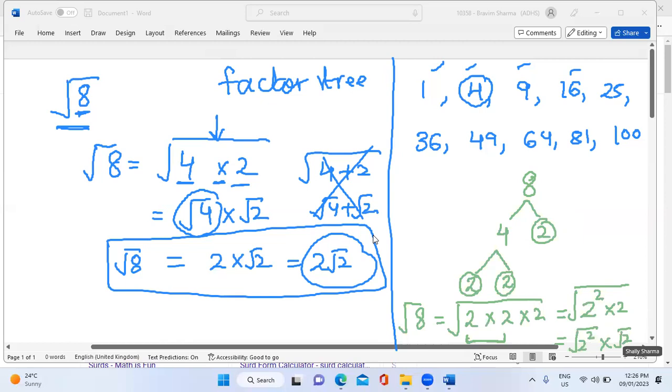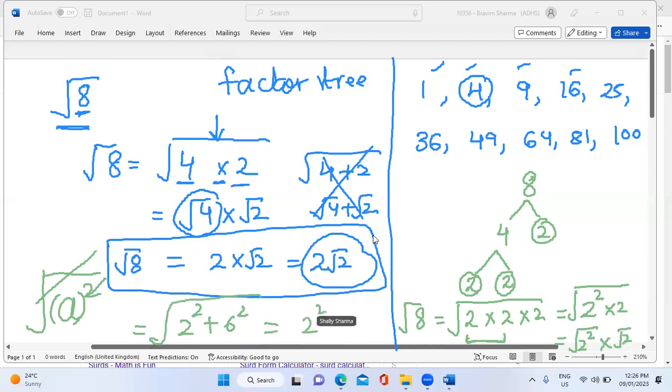Always remember, if you have written a number like this, square root of a square, the square and the square root sign always get cancelled. This should be a whole square. It should not be like square root of 2 squared plus 6 squared. You cannot write it as 2 plus 6. This is not equal. Remember, only one number should be there, or the numbers should be in multiplication. So I can conclude that the square root sign and the squared sign will be cancelled out. What we are left with is 2 from here and then square root of 2.